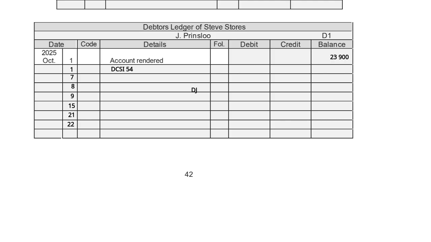My folio is my debtors journal. 17520 in the debit column. So my balance is now 41,420. On the 7th, it reads as follows. Credit sales of trading stock to Prinsloo 2268. So further credit sales is taking place.